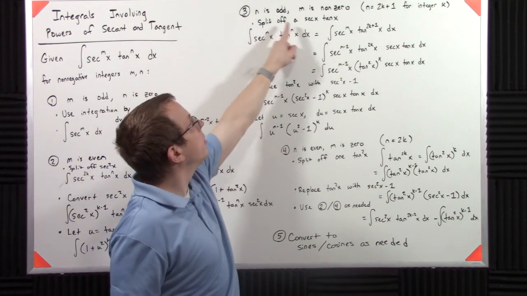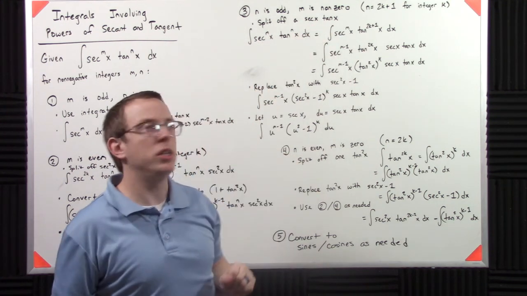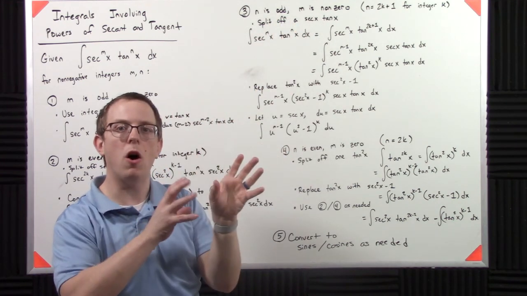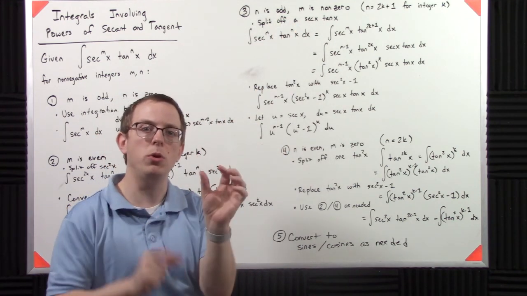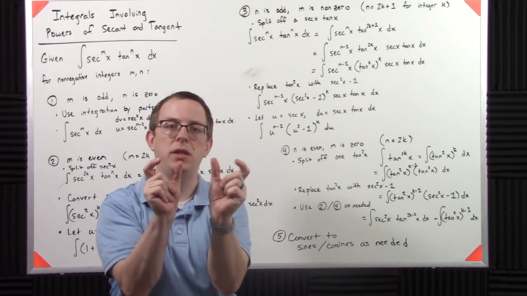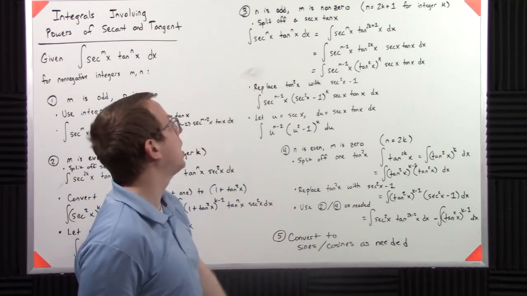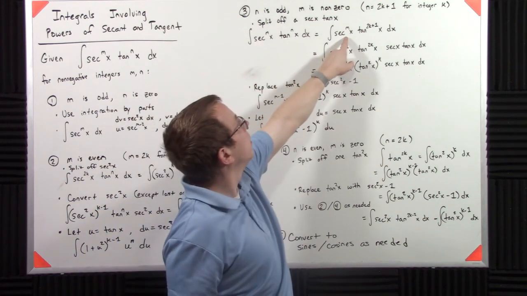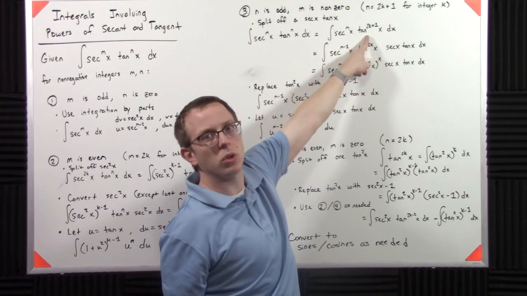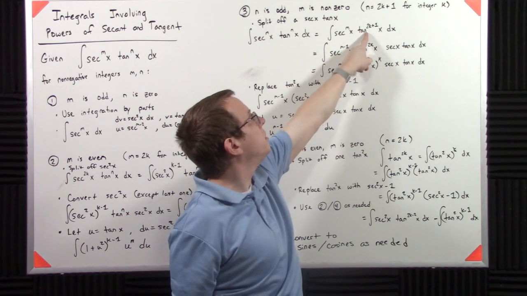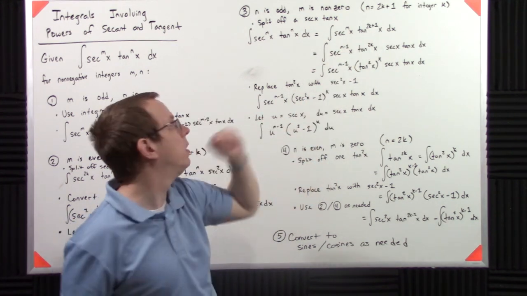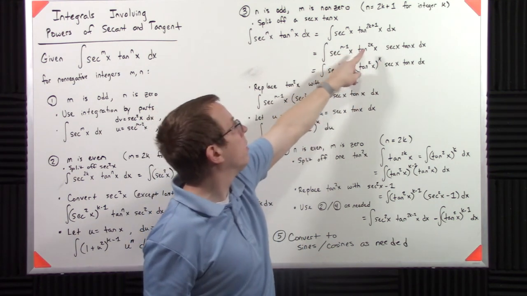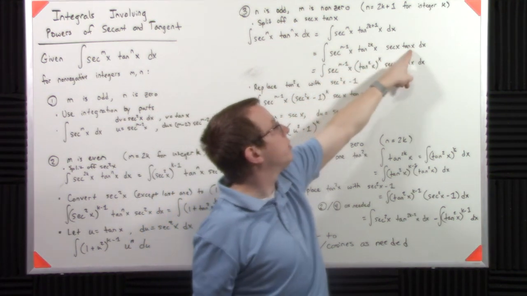Our goal here is to split off a secant and a tangent. So again, if they're both odd, or one's non-zero, you at least have some secant and some tangent that you can just split off to the side. So I'm going to represent it to look like this: secant to the m, tangent to the 2k plus 1. Then I'm going to split a secant off, so I have to subtract 1 here, and I'm going to split a tangent off, so I have to subtract 1 there.